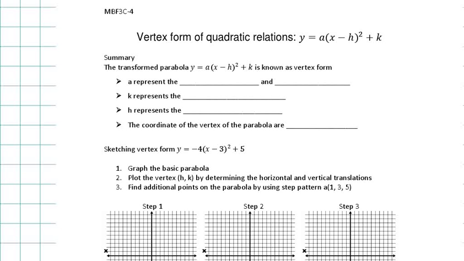So what does A do to your graph? A represents what? It does represent the direction of opening, right? If it's positive, it opens up. If it's negative, it opens down, right? But what else does it represent? That's right. So A represents the vertical compression and stretch.